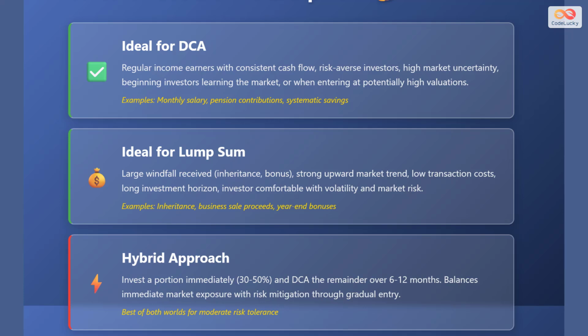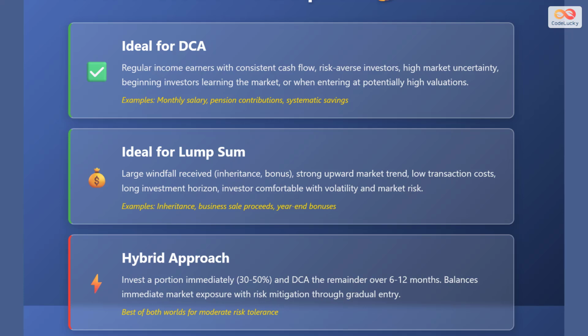Lump sum works better when you receive a large windfall like an inheritance, bonus, or business sale proceeds, especially during strong upward market trends with low transaction costs and a long investment horizon ahead. It's best for investors comfortable with volatility and market risk.